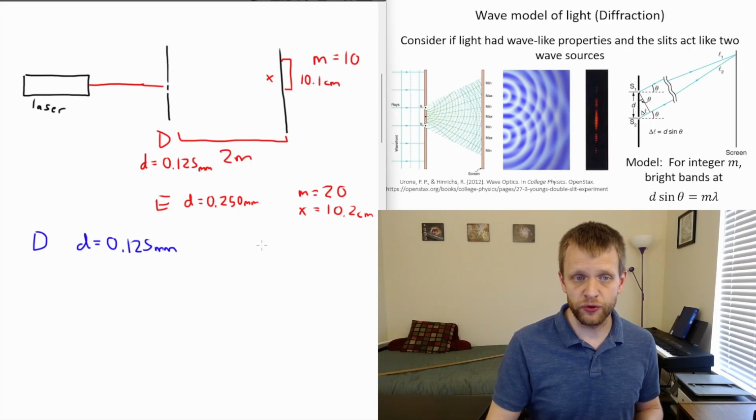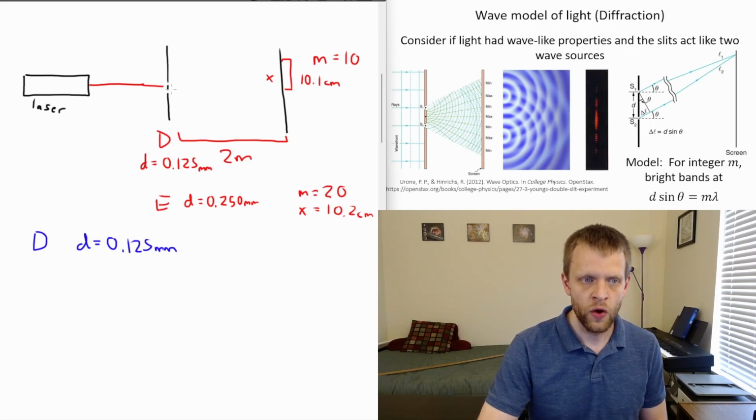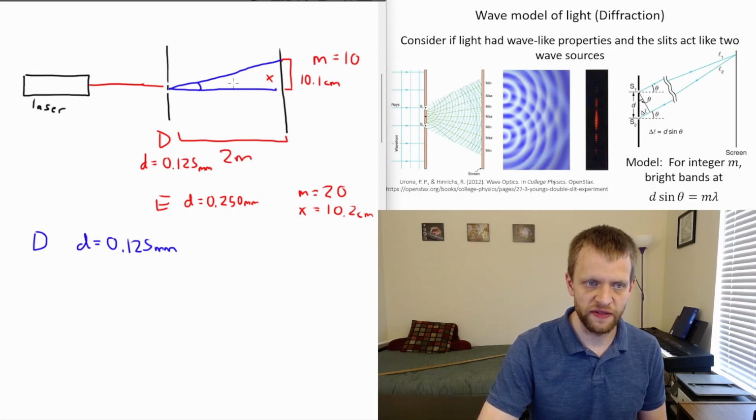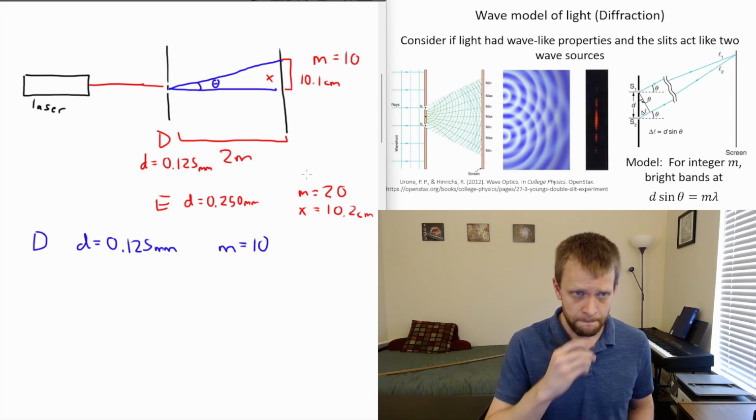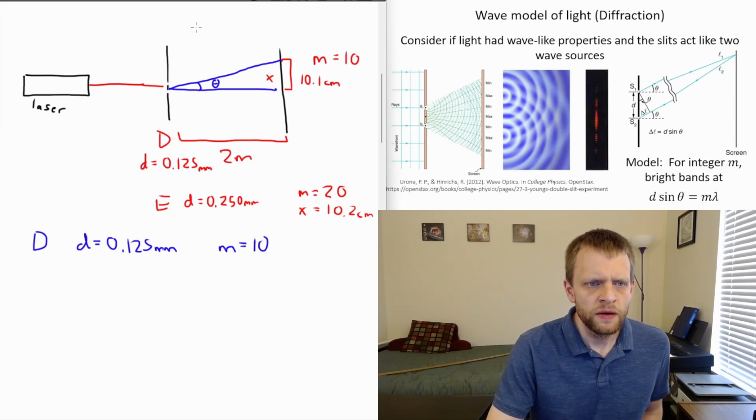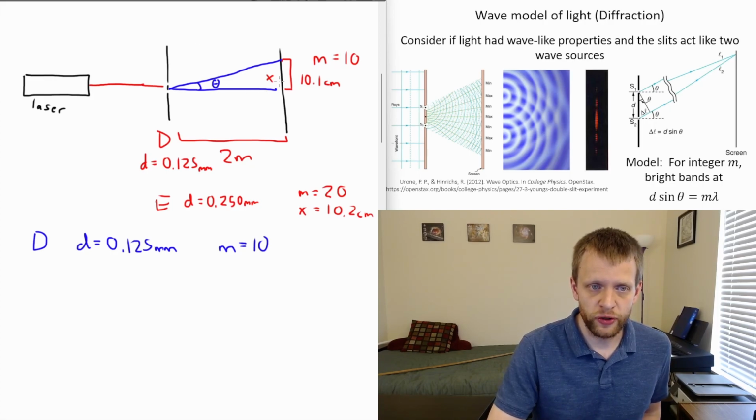And we need to be able to measure the diffraction angle. What was the angle at which that 10th band showed up? Because we were using m equals 10, and we need to figure out this angle theta. We can use some trigonometry because this is a right angle triangle, and the tangent of that angle should be the opposite side, the 0.101 meters, divided by the adjacent side, the 2 meters.